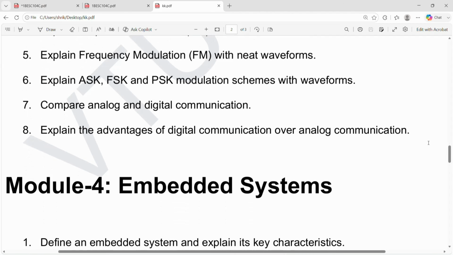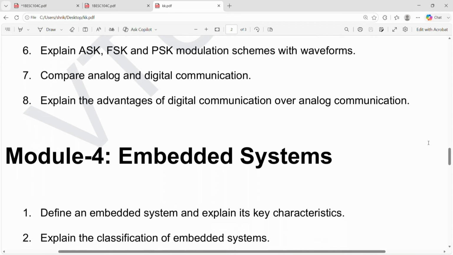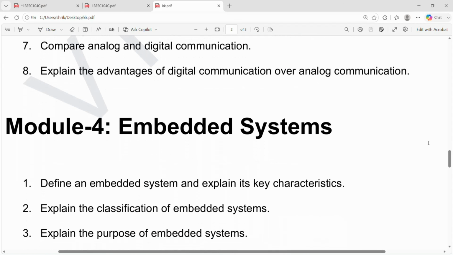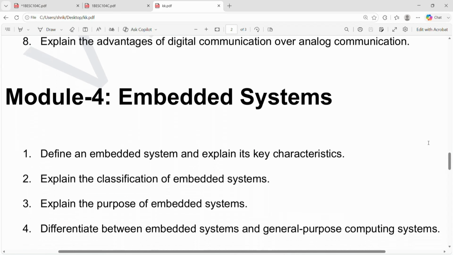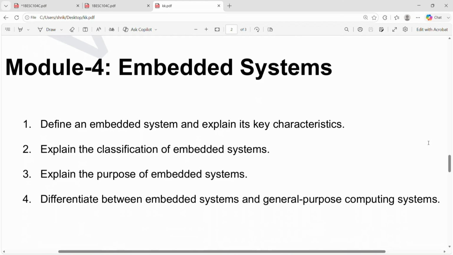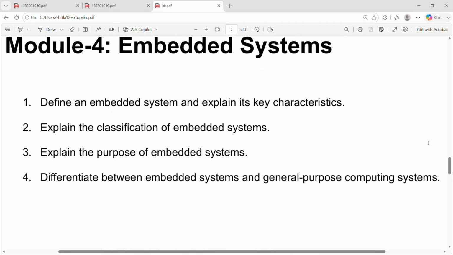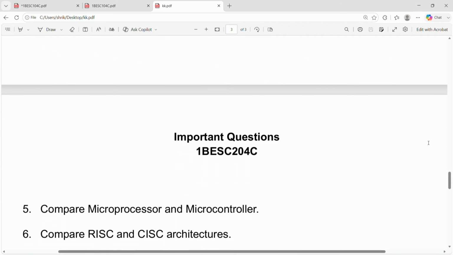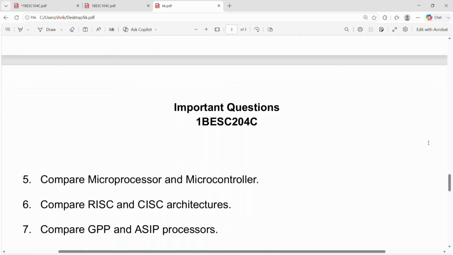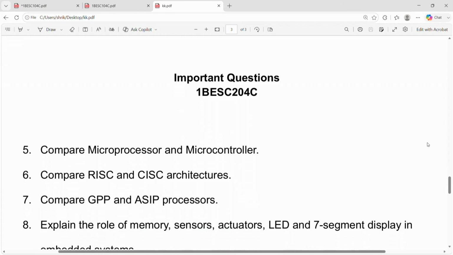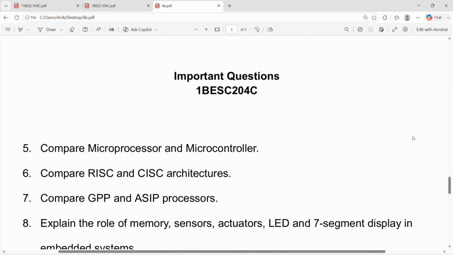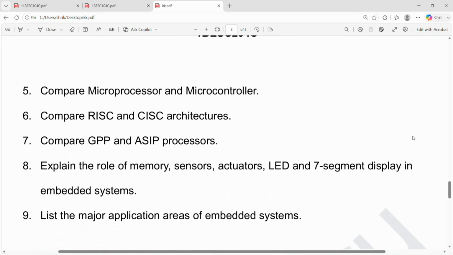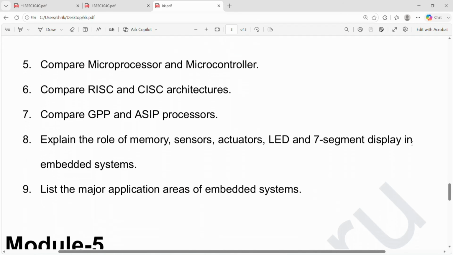Next, module 4: define an embedded system and explain its key characteristics. Explain the classification of embedded systems. Explain the purpose of embedded systems. Differentiate between embedded system and general purpose computing systems. Compare microprocessor and microcontroller. Compare RISC and CISC architectures. Compare GPP and ASIP processors. Explain the role of memory, sensors, actuators, LED and 7-segment display in embedded systems. List the major application areas of embedded systems.